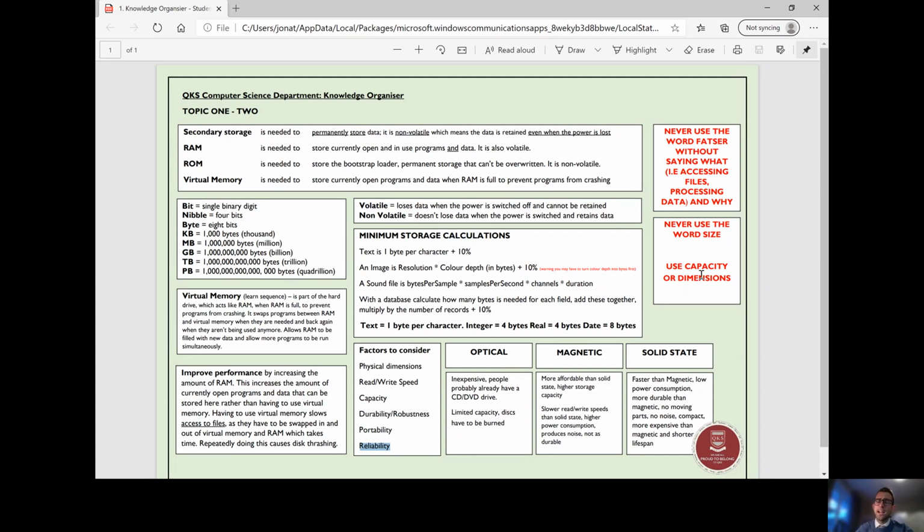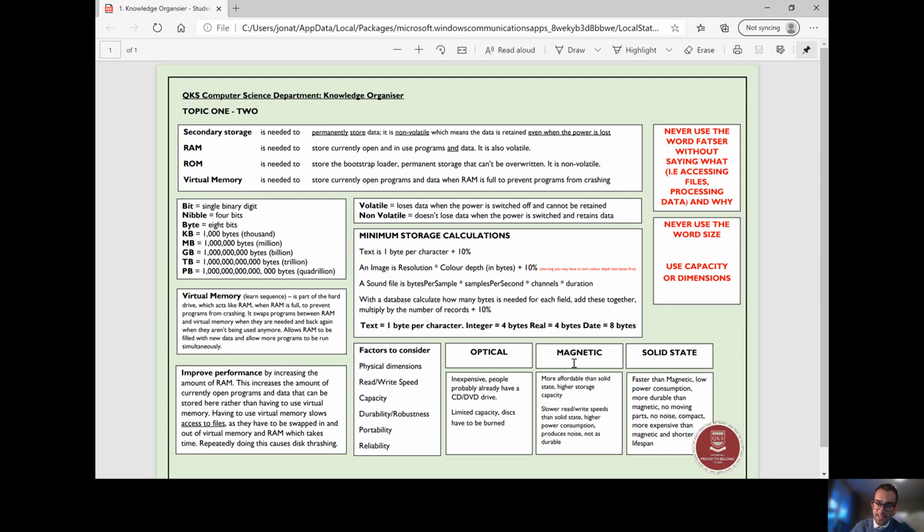So you've got 3 different types of technology under secondary storage. The common storage technologies are optical, magnetic, and solid state. So if we take optical first, CDs, your DVDs, your Blu-ray discs, inexpensive, particularly to mass produce, lots of copies of the same thing. Compatible, people probably already have a CD or DVD drive. In terms of capacity, that's limited and it takes time to burn the discs.